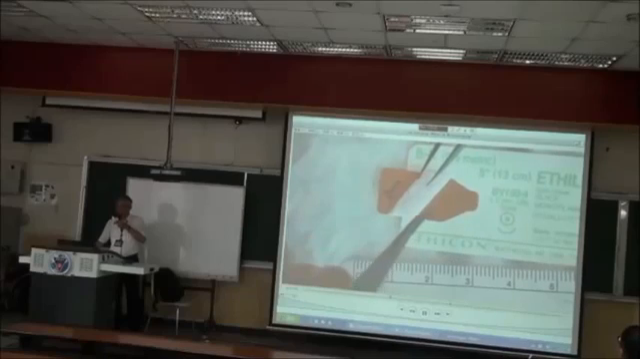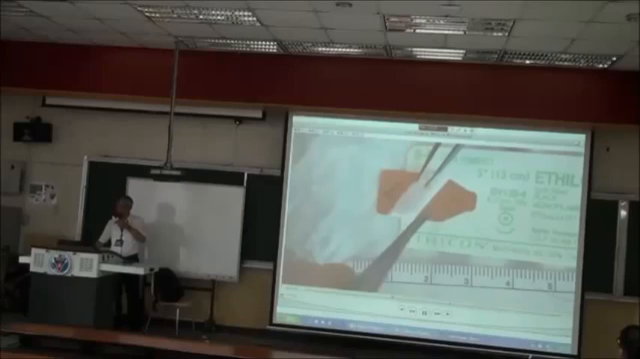This here is suture that was removed. So that's a so tiny one.